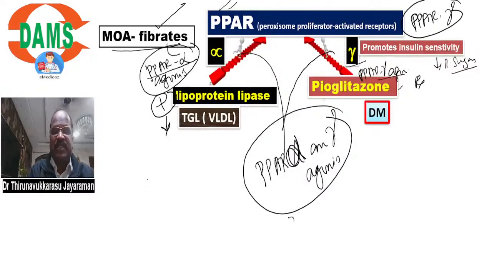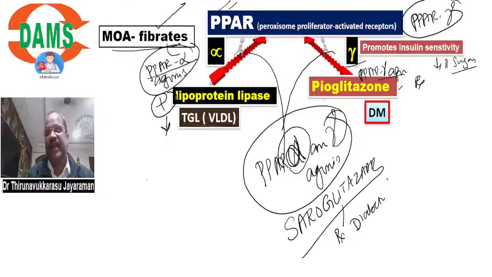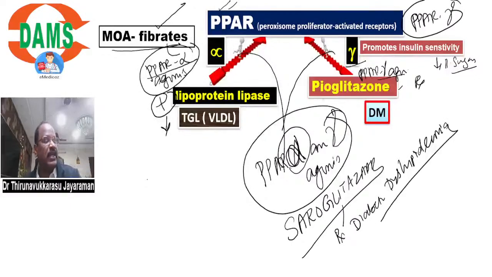For example, saroglitazar. This drug has both actions. Yes, good. Saroglitazar, good. Because of this action, as an alpha agonist it is useful for lowering lipids, as a gamma agonist useful for diabetes. That means it is approved for treatment of diabetic dyslipidemia.